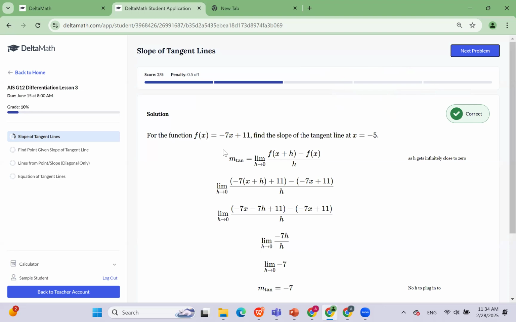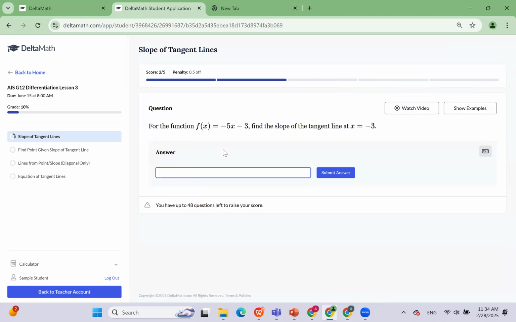So let's try another problem. Again, this is a line, so just by looking at it, you can say that m is negative 5, or you can differentiate and try it out. So f dash of x, negative 5x becomes negative 5, and this becomes 0. So the answer is negative 5, regardless of the value of x.